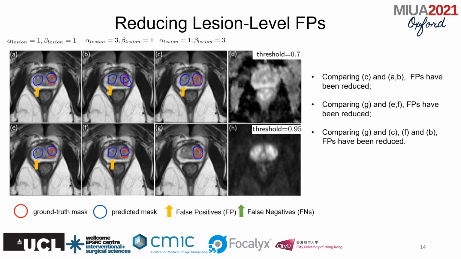This figure shows the weighting scheme's ability to reduce the lesion level false positives. By comparing C with A and B, we can see that false positives have been reduced. By comparing G with E and F, we can see that false positives have been reduced. This can also be seen by comparing G and C, and by comparing F and B, respectively.